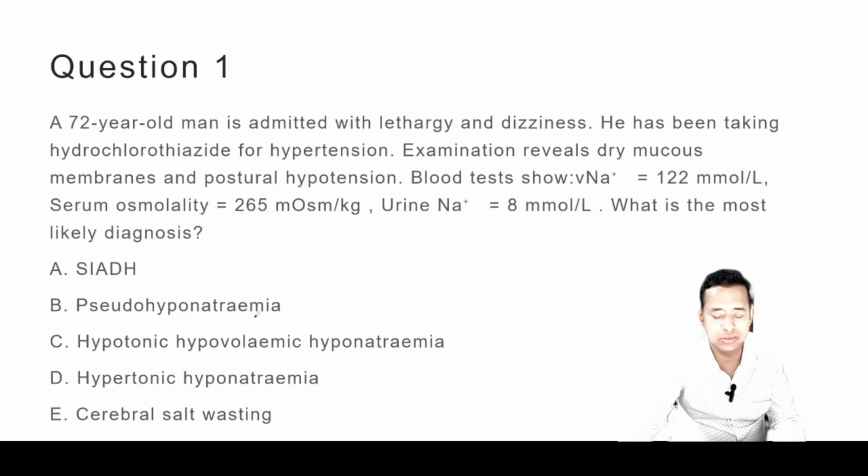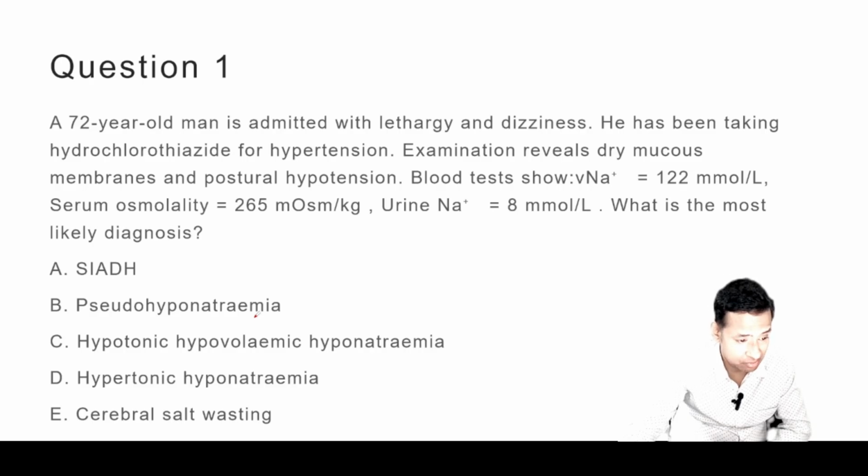So the first question: a 72-year-old man is admitted with lethargy and dizziness. He has been taking hydrochlorothiazide for hypertension, and examination revealed dry mucous membranes and postural hypotension. Blood tests reveal sodium is 122, serum osmolality is 265 milliosmoles per kg, and urine sodium is 8 millimole. What is the most likely diagnosis?